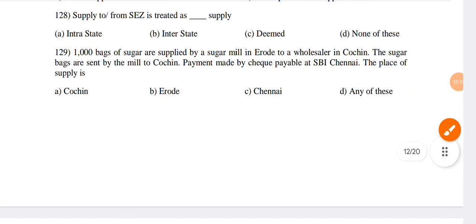Next question, 1000 bags of sugar are supplied by a sugar mill in Indore to a wholesaler in Cochin. The sugar bags are sent by the mill to Cochin. Payment is made by a cheque payable at SBI Chennai. The place of supply is option A, Cochin. B, Indore. C, Chennai. And D, any of these. Option A.